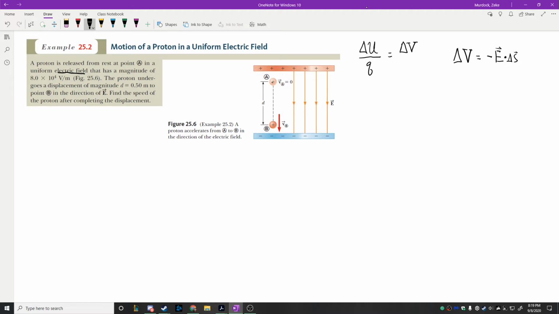Displacement goes from the starting point down to here. So our displacement goes this way. That's our delta S vector. E and delta S are parallel to each other, and delta S has the magnitude of d. So delta V, once again, just becomes E times d with a negative sign. We know what the value of E is right here. We know what the value of d is as well. So we can calculate what the number is for this.